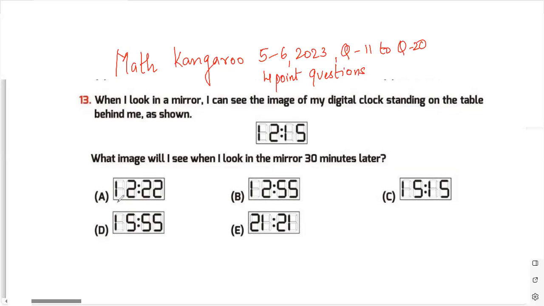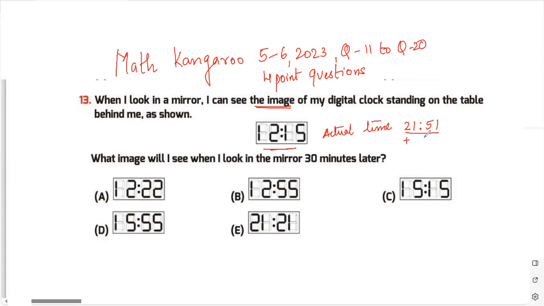Let's do question number 13. When I look in a mirror, I can see the image of my digital clock. So what you're seeing is the image of the digital clock standing on the table behind me as shown. So this is the image. So what is the actual time? So this image is 12, 21, and this is 2, 1, and you have to see it in reverse. So it is 21:51. So that's the actual time on the clock.